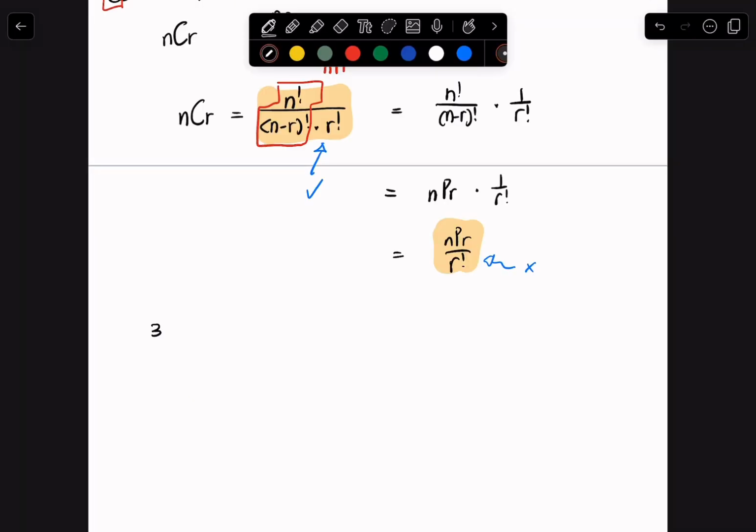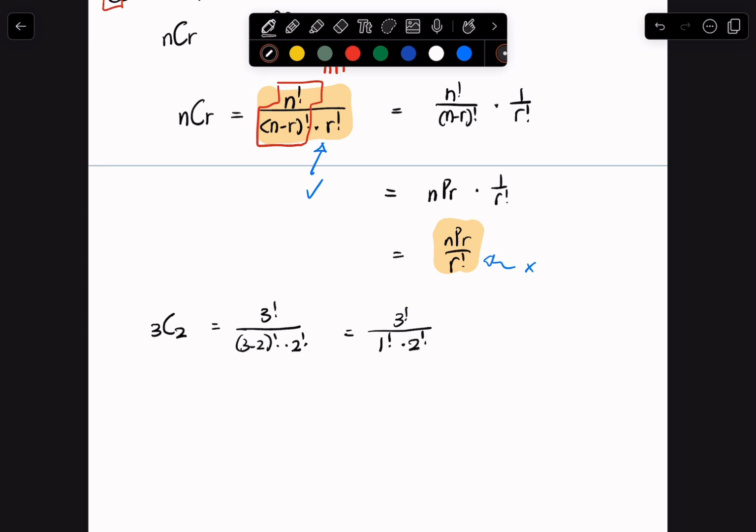Okay, now let's have some examples. In this example, we are calculating 3C2, which we can also pronounce as 3 choose 2. Why do we call that 3 choose 2? Well, we're going to talk about that in the next video. For now, let's just focus on how to calculate it. According to the first formula, it will be 3 factorial over 3 minus 2 factorial times 2 factorial, which is 3 factorial over 1 factorial times 2 factorial.